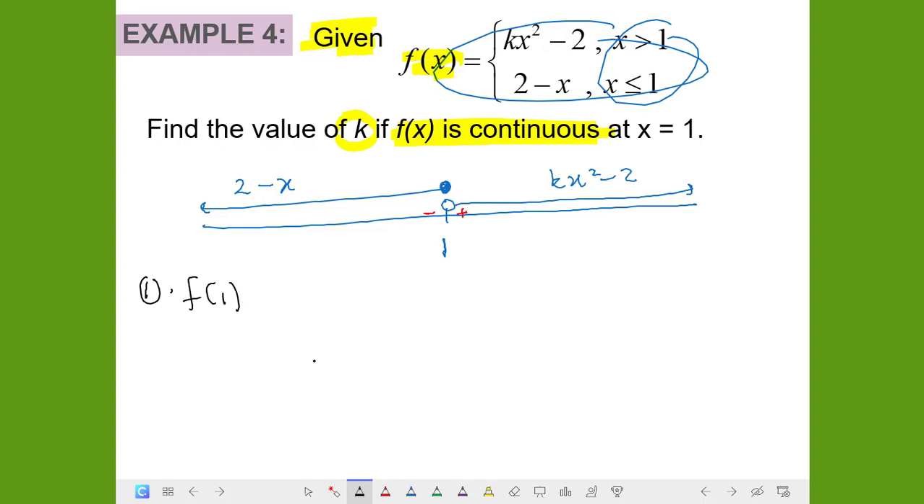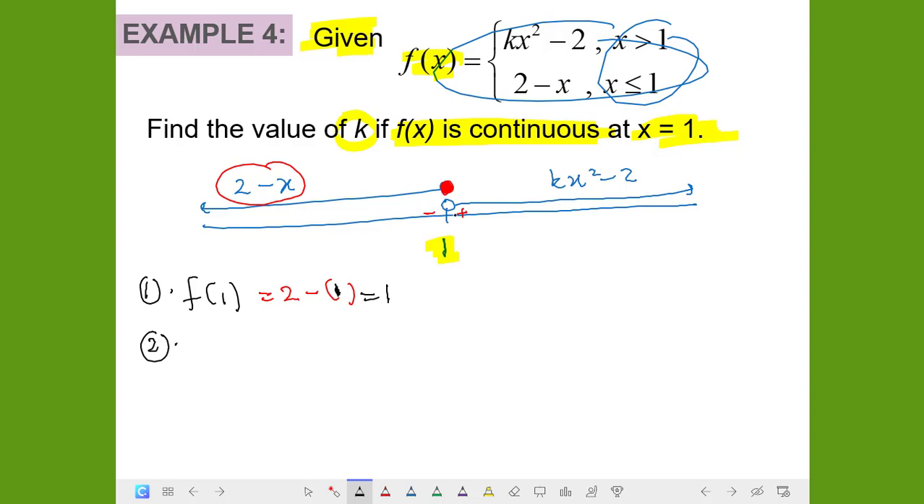f of 1. Why? Because we're going to discuss when x is equal to 1. f of 1 means just a point here. This point lies on 2 minus x, which means we need to use this function 2 minus x. With x equal to 1, 2 minus 1 is equal to 1. First step, settled. The second step, you can take the left or better take the right.